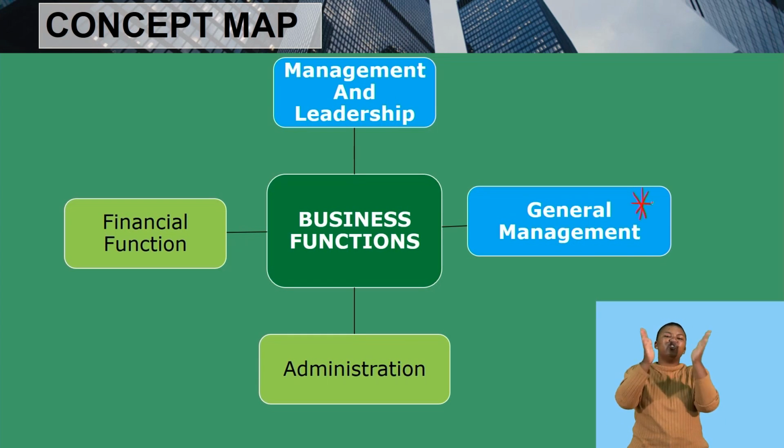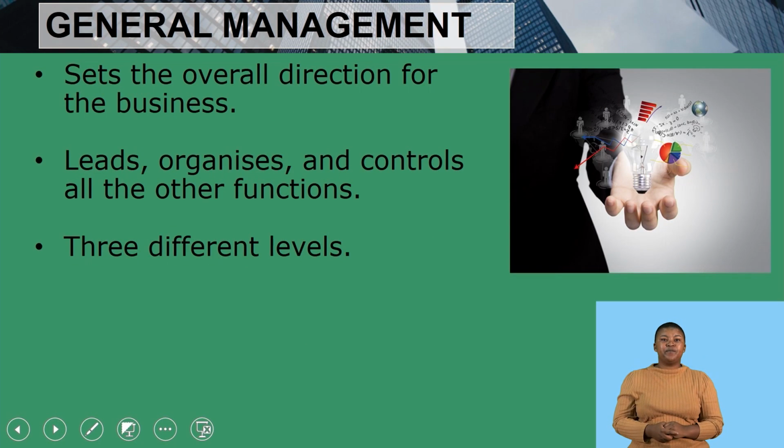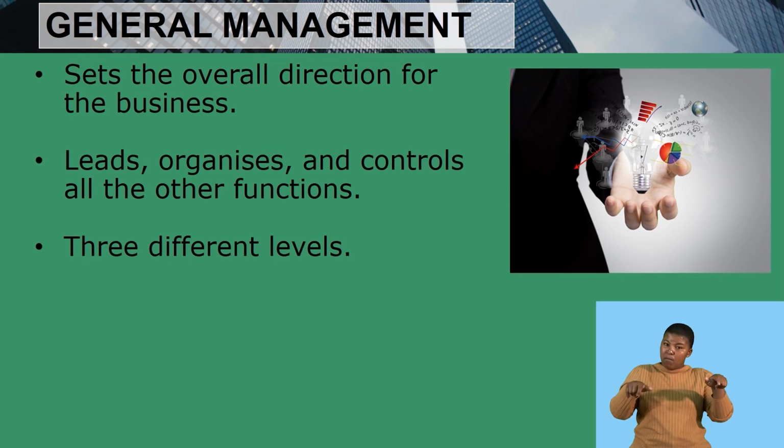Management and leadership form part of our first business function, and that is our general management function. General management is the people or the managers in the business, and they set the direction for the business. So they set the goals and the vision for the business and what the business is working towards. Their responsibilities are that they will lead the people of the business, they will organize all the components, the resources of the business, and they will control all the functions. They will do this for the business to achieve its goals. Now, there are three different levels of general management. So let's take a look at these three levels of management.